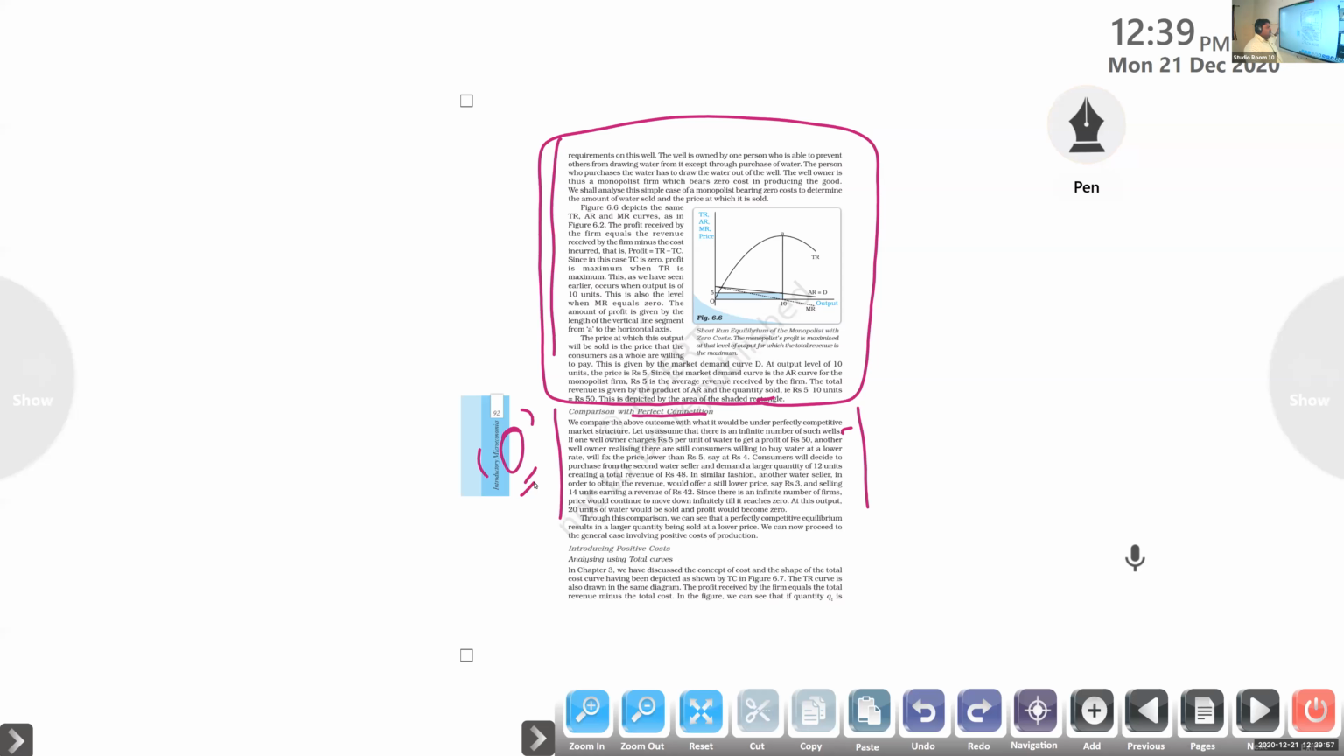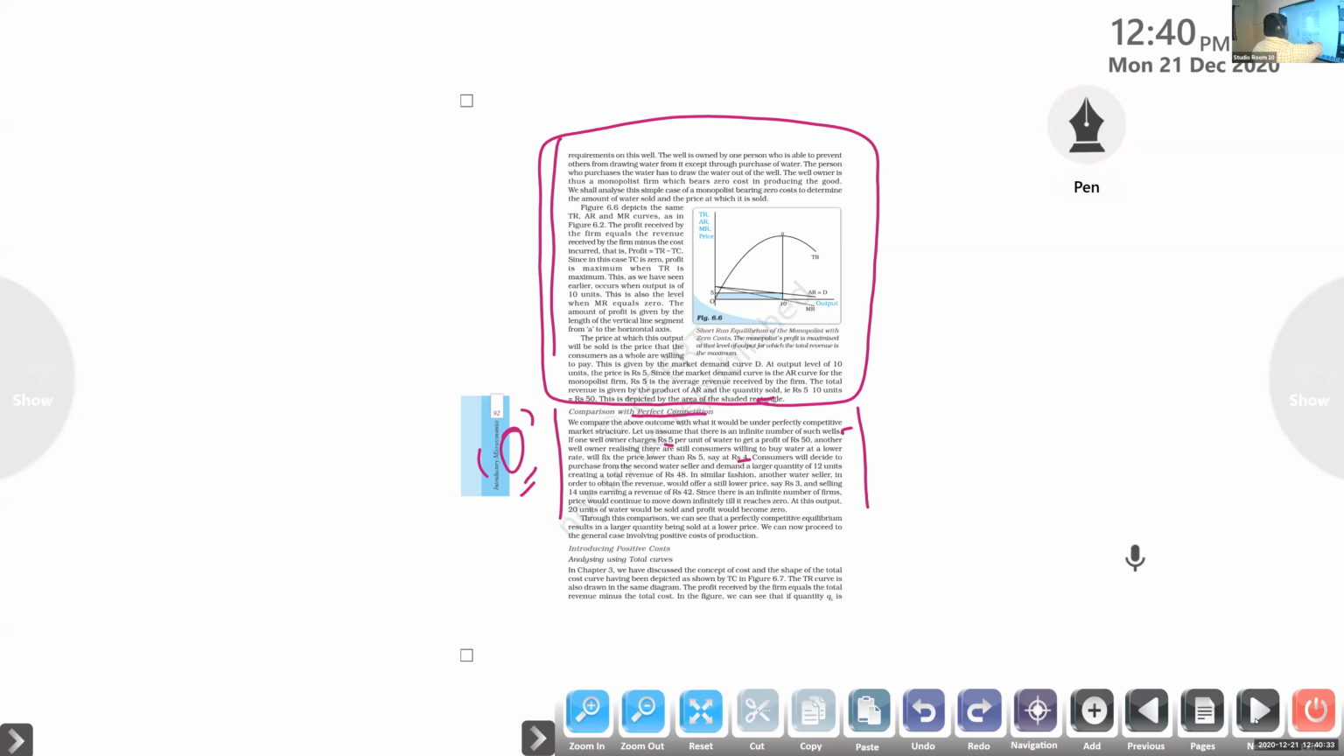Clear? So one producer sold it for 5 rupees, the other seller came to know that a number of other buyers are there in the market, and with the price reducing to 4, they will purchase it. So the other firm reduced the price to 4 rupees per bucket. Consumers will decide to purchase from the second water seller and demand a large quantity of 12 units, creating a total revenue of rupees 48. Imagine. Clear? Okay, this is also connected with that same table.